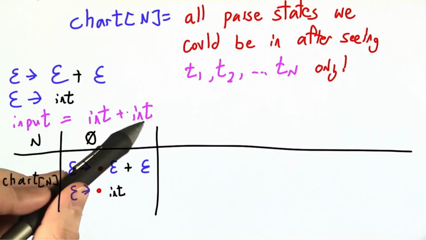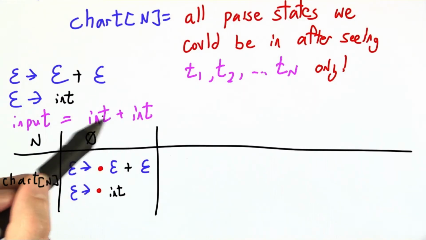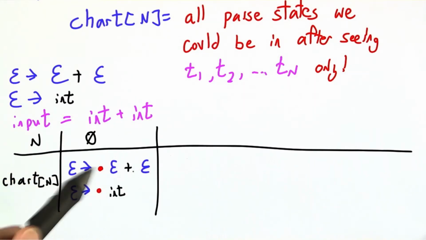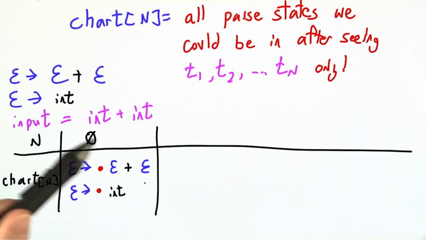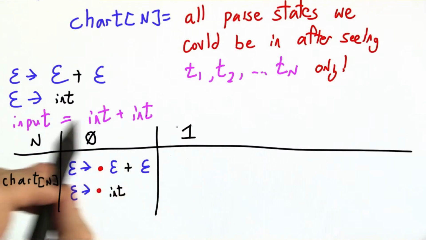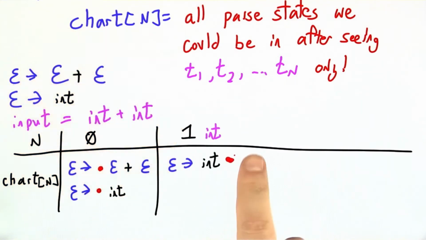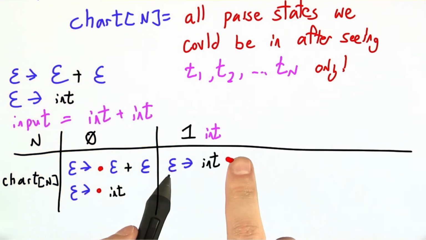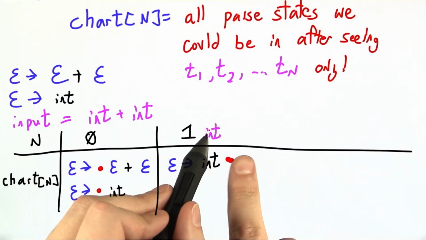So even though we, the viewers at home, the studio audience, know that eventually we're going to be using this top rule, our chart hasn't seen enough of the input yet to make that determination. Well, after seeing only 1 token, we've seen the int. One possible state I could be in is, well, I'm trying to reduce an expression to an integer. You gave me an integer.